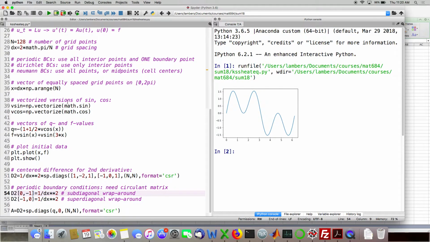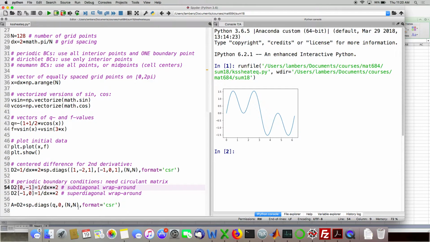Now, if we had Dirichlet boundary conditions where we would not need these corner elements, then I probably wouldn't specify a format at all. Because certainly, in most cases we trust its judgment. Okay. All right. So now that we have the matrix A, we can actually. Any other questions before I continue? All right.